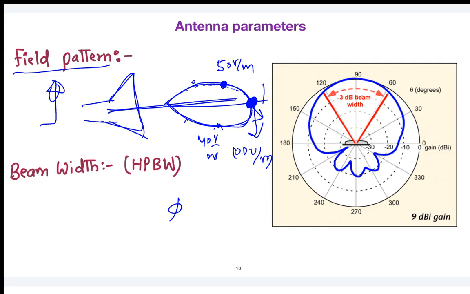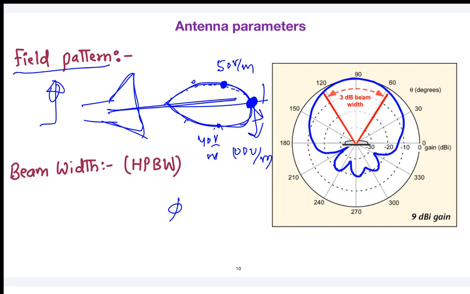So the field pattern is the distribution of the field for different values of theta. And from the field pattern, it is very important to analyze the first parameter, called half power beamwidth. What was the beamwidth definition? When you are talking about beamwidth, first you identify where the maximum energy is happening. In this particular example, the maximum energy is happening here. I can call it 0 dBi. Now from the same point, you move on either side such that the gain drops by 3 dB.